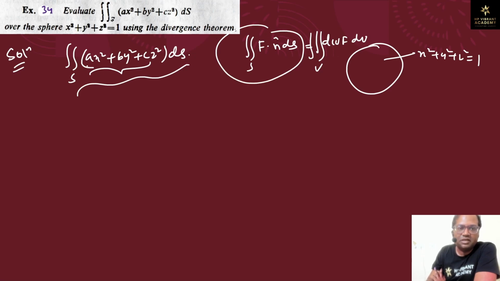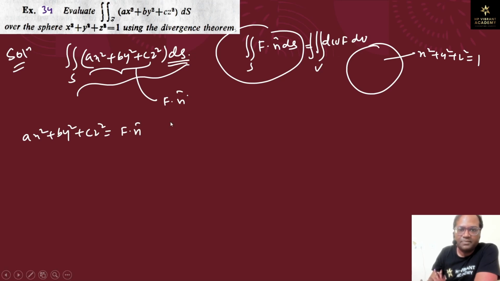So we have ax square plus by square plus cz square must be something like f dot n cap ds. So ax square plus by square plus cz square is equal to f dot n cap, and ds is already there. So we are getting this on comparing with this particular expression, that is f dot n cap into ds. How can we find the value of n cap? So n cap is equal to gradient of phi upon mod of gradient of phi. So this is our surface.